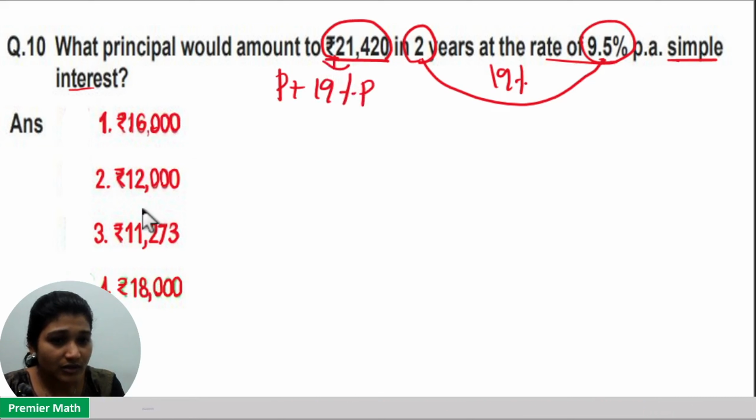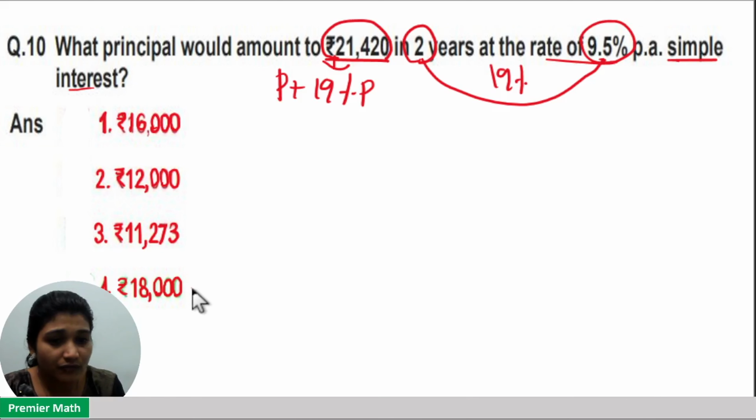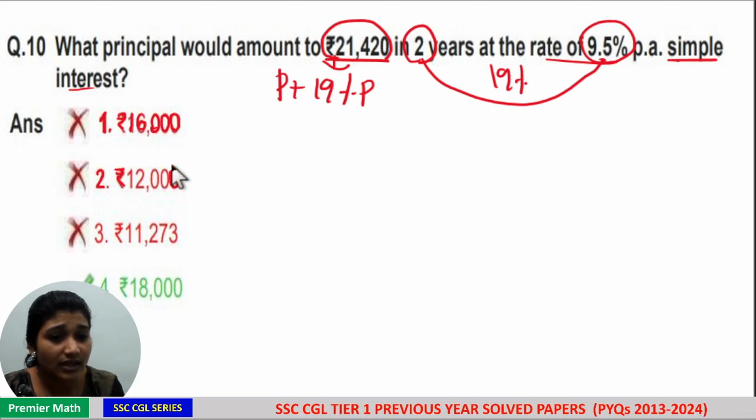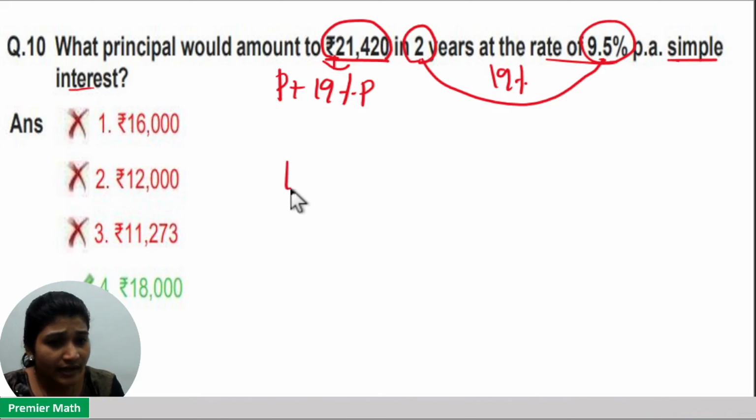And if you look at the options, there is too much difference between options. Now, this is just 21,420 and 20%. So, answer must be roughly around 20,000. If you look at the options, option 4 can be our answer because only 18,000 is nearest to 21,420. Other two options are way less than 20,000. So, you can directly take 18,000 as your answer.